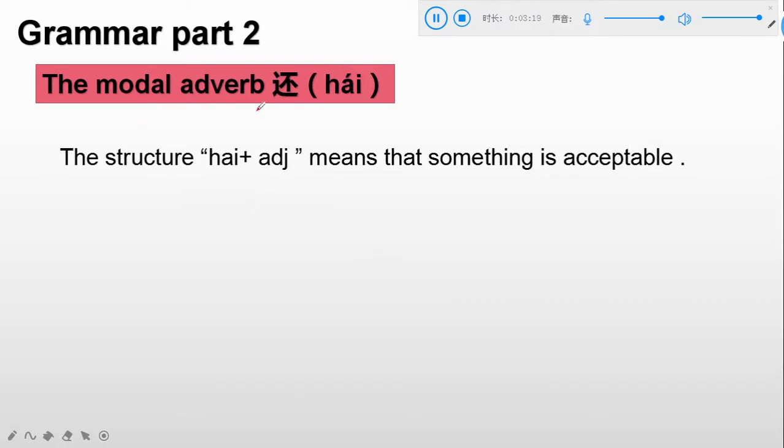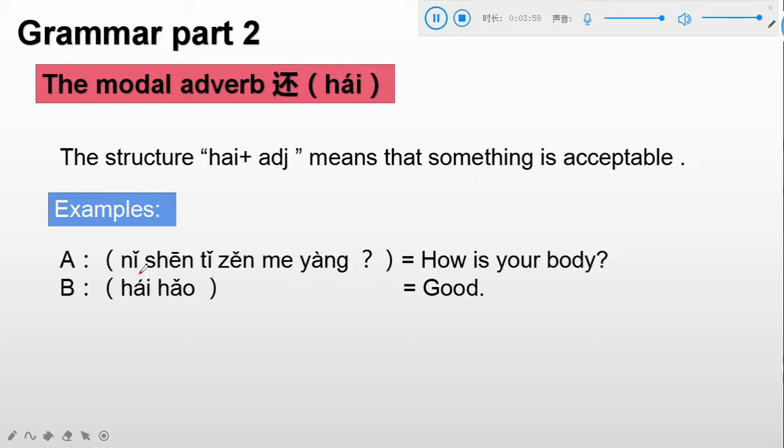The modal adverb 还. So, explanation. The structure is 还 plus an adjective. See, 还 is always linked with an adjective in a Chinese sentence. It means that something is acceptable. When we say something is acceptable, that means that thing is not that bad and not that good, just in the middle, just at the average level. I also prepared two examples for you. Now let's go through these examples first.